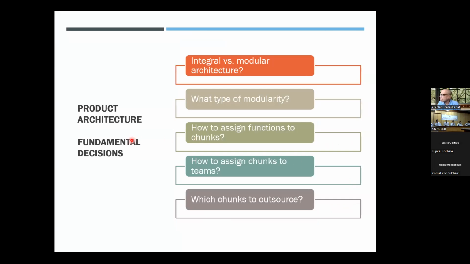Okay. So product architecture and fundamental decisions: whether integral or modular or part integral, part modular, and then what kind of modularity, and how to assign functions to chunks, how to assign chunks to teams, different groups to work on, which chunks to outsource. You can really consider bringing this into student final year projects as well, where 4 or 5 or 6 students work, and how to impart this kind of an approach, which will be useful to them when they go to industry.